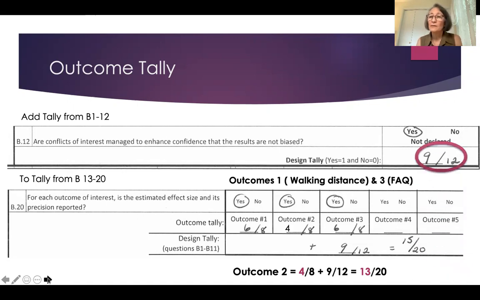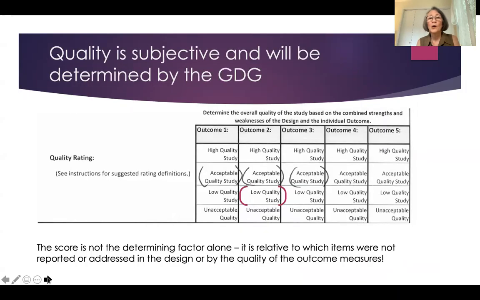So we're always thinking about the first tally from page 1 and adding that to the outcome tally of the outcome of interest in order to get a particular outcome total. And from there, we can look at this quality rating, right? So for outcome 1, it's an acceptable quality. 75% of the items were reported, maybe based on the kind of systematic review you're doing, and based specifically on what items were not achieved or rated as yes, you might decide to downgrade it.